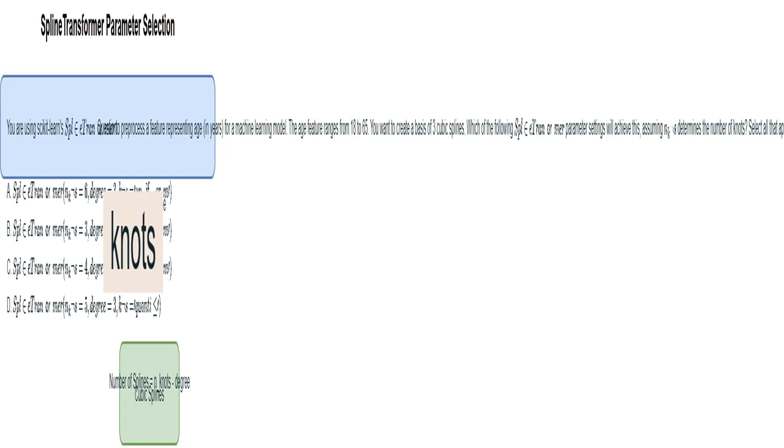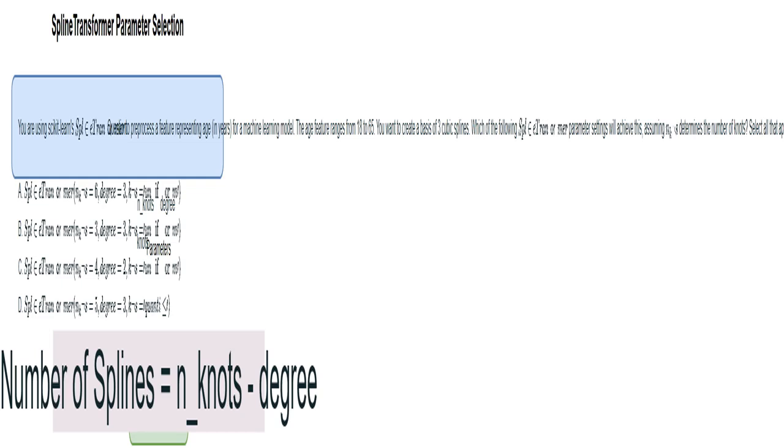This parameter determines how the knots are placed along the range of the input data. Uniform places them evenly spaced. Quantile places them at quantiles of the data distribution. The placement of knots affects the shape of the resulting spline, but not the number of spline segments. This is the key formula. To obtain the number of cubic splines, you subtract the degree, 3 for cubic, from the number of knots, n_knots.